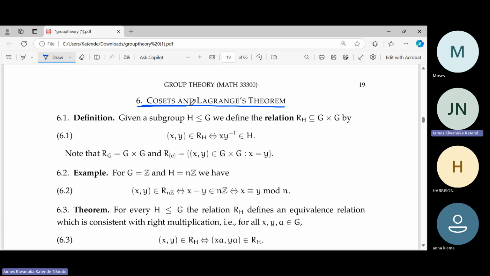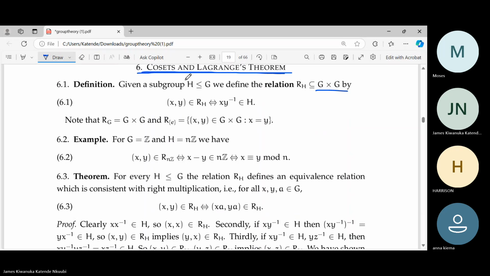So the topic we shall cover is this: cosets and Lagrange's theorem. Before we proceed, we set up. We define a relation on a group G as follows: two elements in the group will be related if the product of X and the inverse of Y is an element of this subgroup H. So this is a relation we define on the set G.